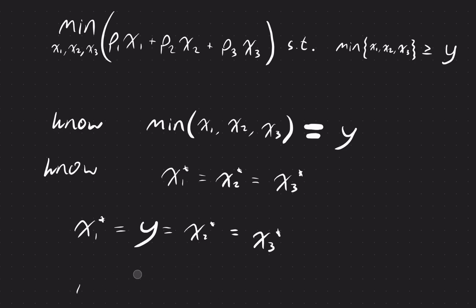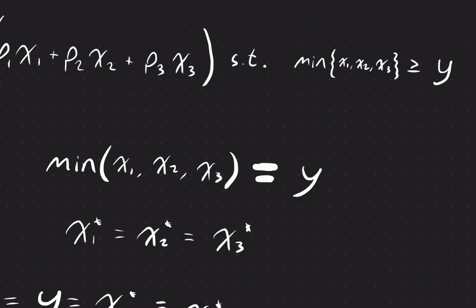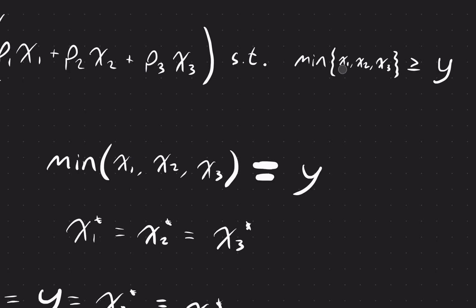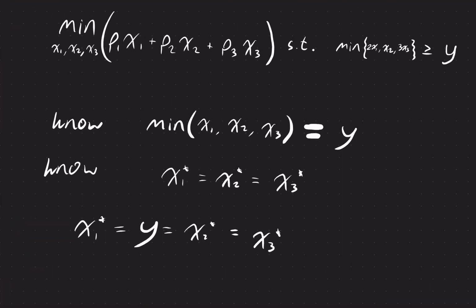Now, what if we considered a slightly more difficult example? If instead of this, we, for example, made this 2x1 and 3x3. So now we know that we're still going to be holding with equality because we're not going to want to produce any more than we have to. And we know now that at the optimum, we're going to choose still for those to be equal. Because if any of these terms are bigger, we're wasting that. We don't need to do that. We could save money. So now we have this is going to be equal to y.